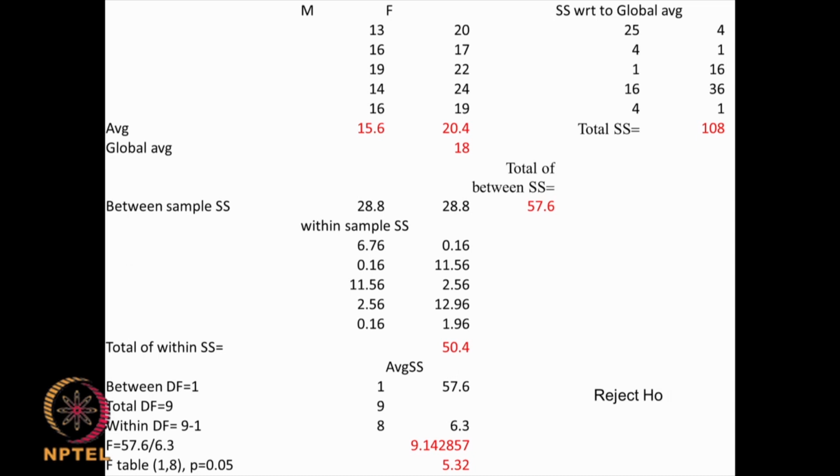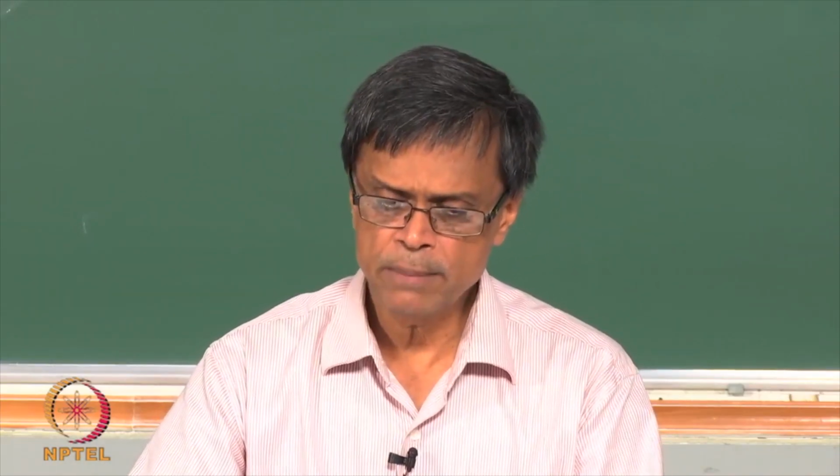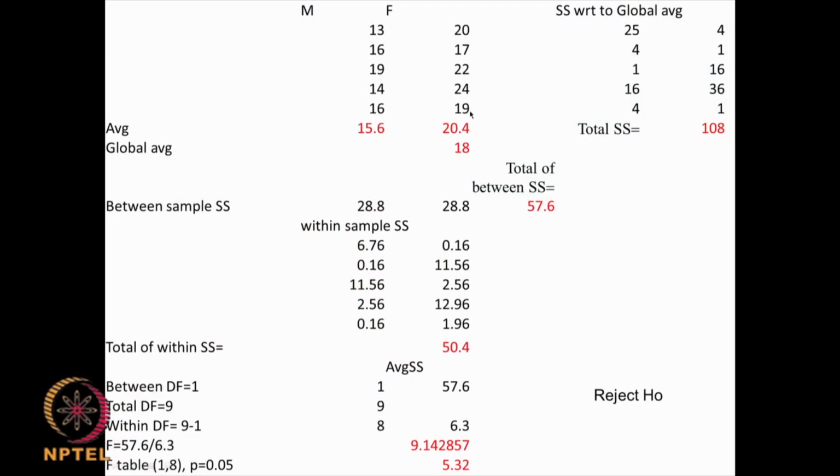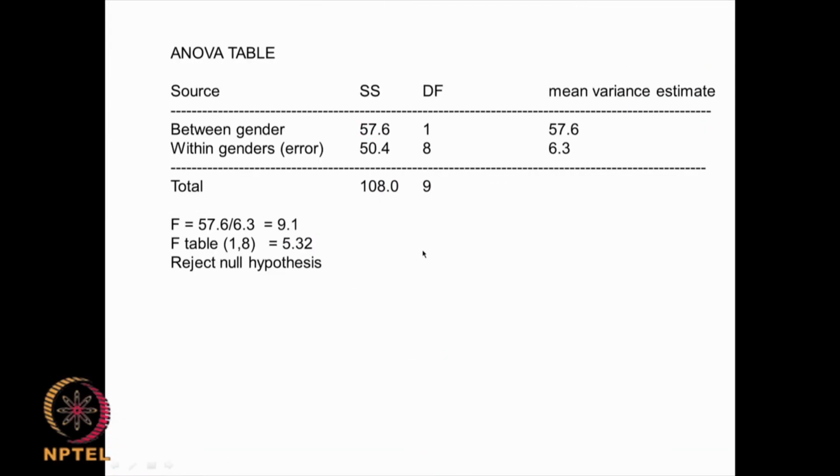So, this is an interesting problem which can be attacked with one way ANOVA. Now, the same problem can be done as a 2 sample t test also, because we have 2 sets of samples, right. So, we can do it as a 2 sample t test. Okay. Before that I need to show this ANOVA table which is sort of a summary of the whole thing.